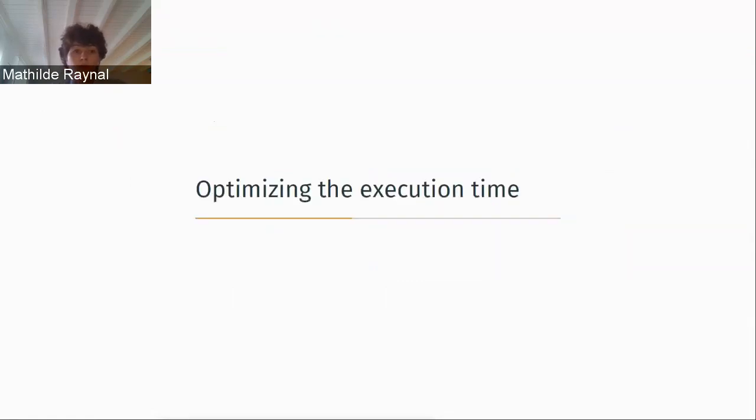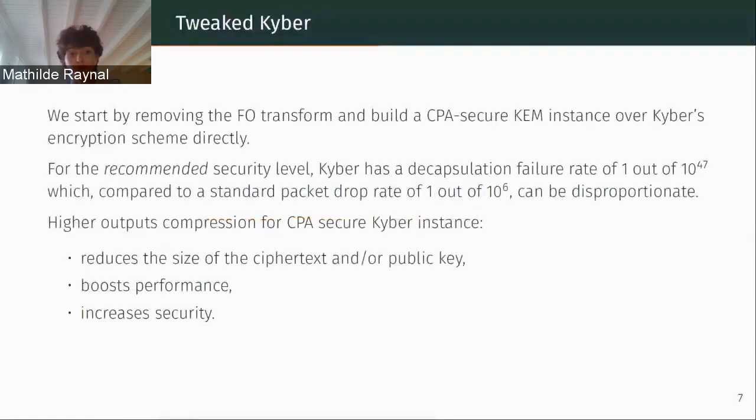And we wanted to examine our solution further to find out how fast we can really go. And to do so, we tweaked the Kyber instance working with ephemeral keys. So we start by removing the CCA transform and augmenting the compression of the outputs, meaning that we drop more bits. And we can do that because in practice, a negligible decapsulation failure rate can be seen as another kind of failure compared, for example, to the possibility of a packet drop. And relaxing the requirements gives us some slack to work with.